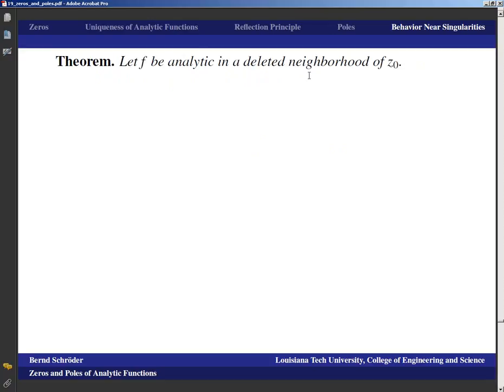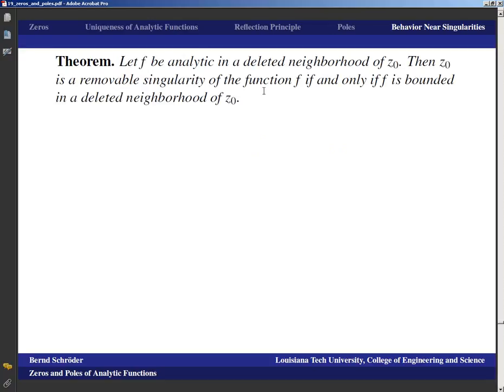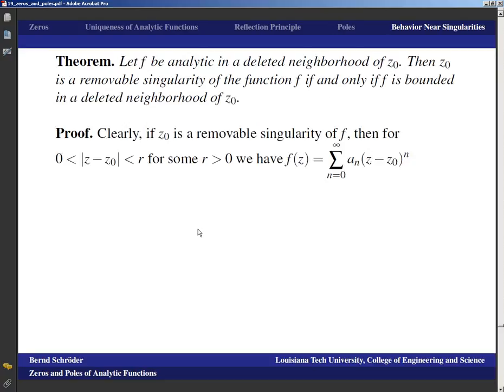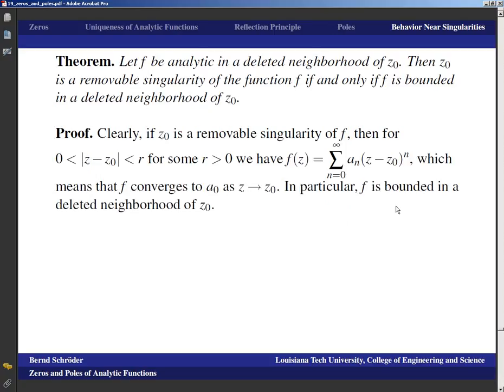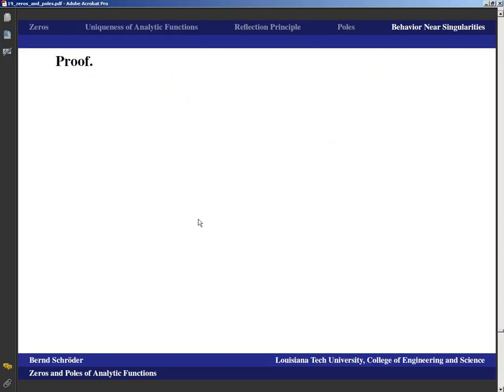If f is analytic in a deleted neighborhood of z0, then z0 is a removable singularity of f if and only if f is bounded in a deleted neighborhood of z0. And that's an if and only if. Well, if z0 is a removable singularity, then we have that f is a power series in a deleted neighborhood of z0, and that means that f converges to a0 as z goes to z0, and that means that f is bounded in this deleted neighborhood.